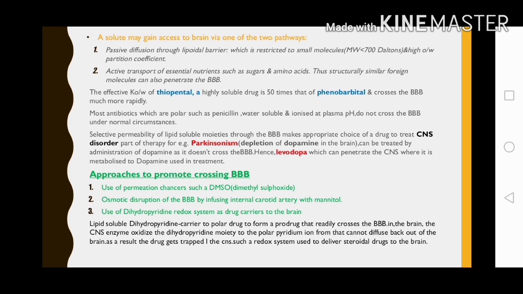The lipid-soluble dihydropyridine carrier is attached to the polar drug to form a prodrug that readily crosses the blood-brain barrier into the brain. The CNS enzyme oxidizes the dihydropyridine moiety to the polar pyridinium ion form that cannot diffuse back out of the brain. As a result, the drug gets trapped in the CNS, and such a redox system can be used to deliver steroidal drugs to the brain.